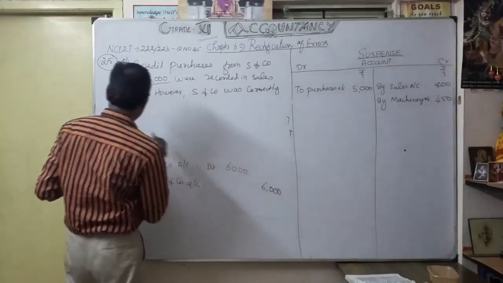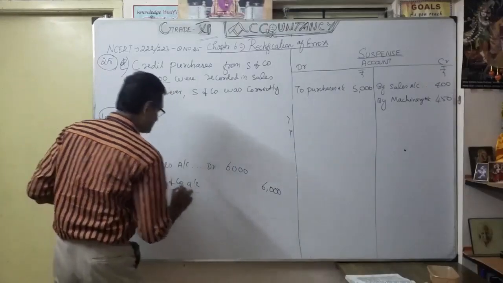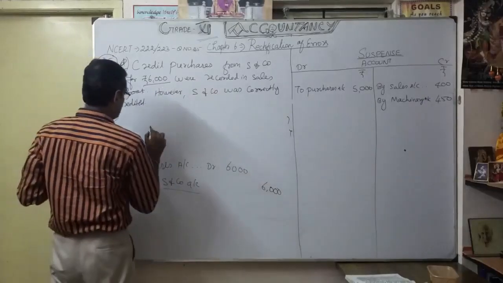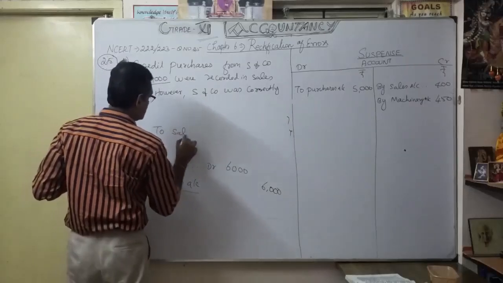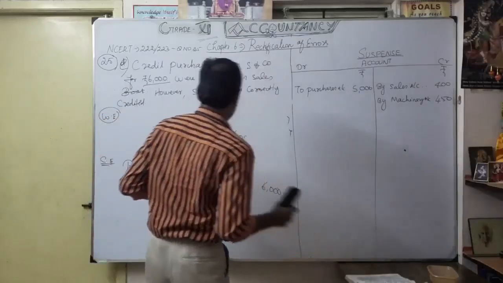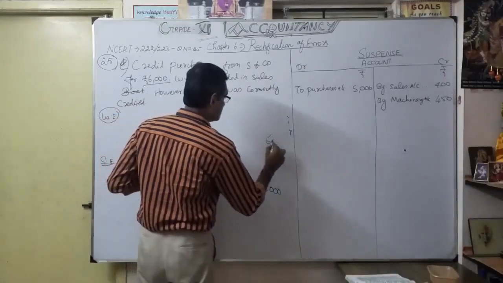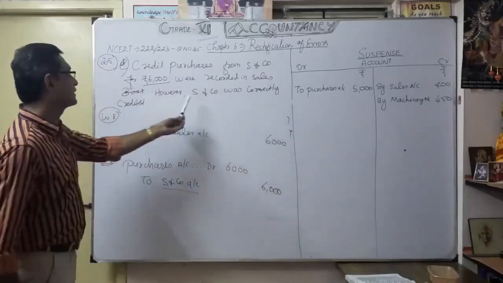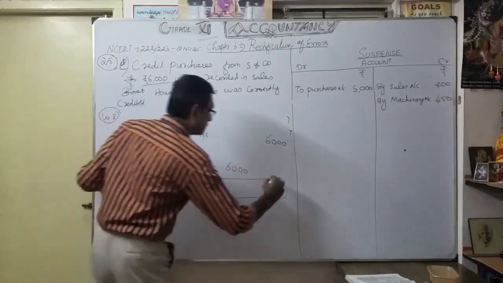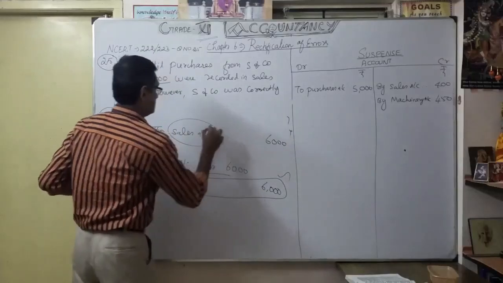But what's the wrong entry? S and Co was correctly credited, but they recorded it in the sales book. So they credited sales account 6,000. Instead of purchases, they did sales account 6,000. The credit part S and Co was correctly credited, so this part they did correctly. Only instead of purchases they did what? Sales account. So how to rectify that?